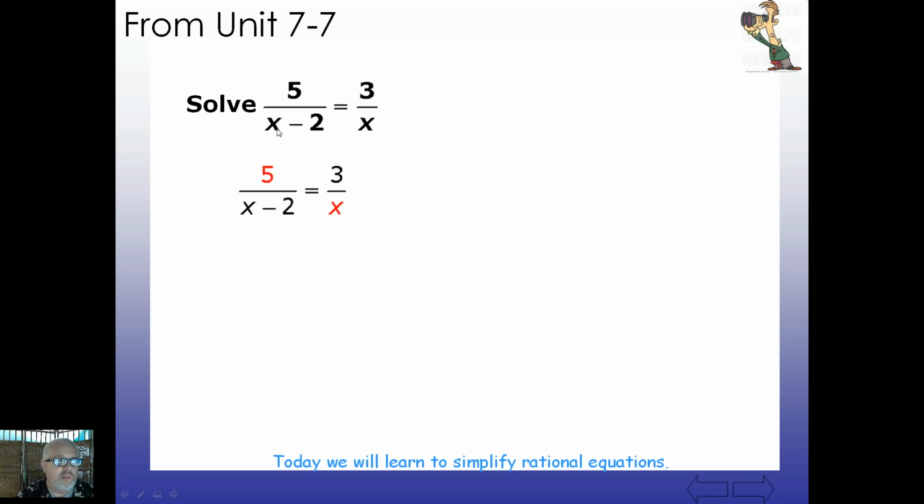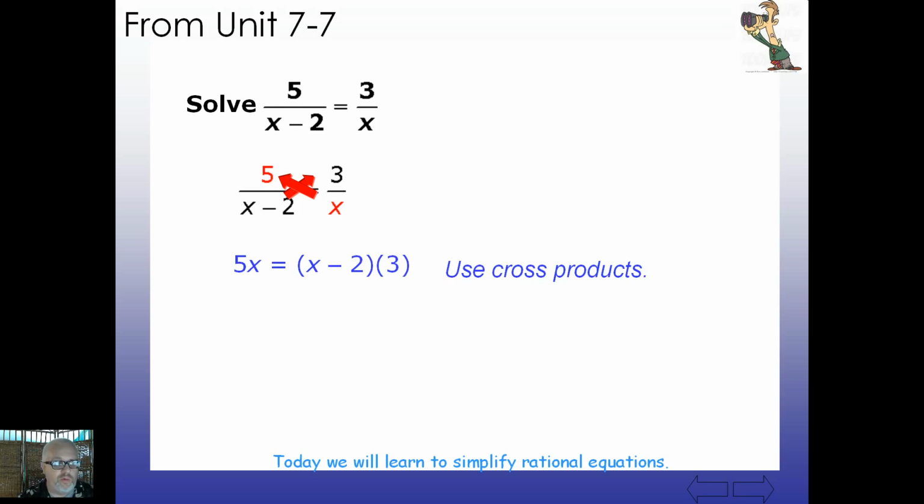So we can't let this, of course, what would make this 0? Well, it seems pretty obvious that 2 would make that 0. What would make this 0? The number is 0. So if we get 2 or 0, we'll have to go back and look at our problem again. Let's go ahead and cross multiply here. 5 times x and 3 times the quantity x minus 2 looks like this.